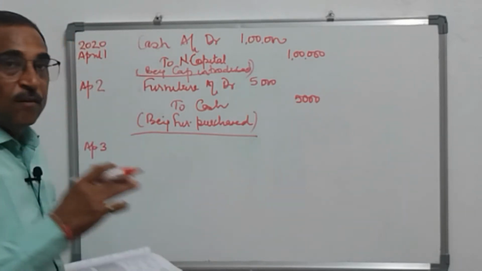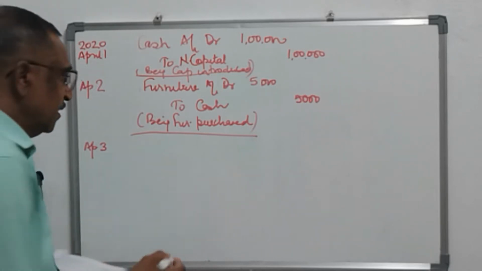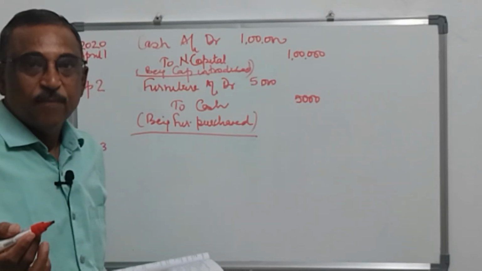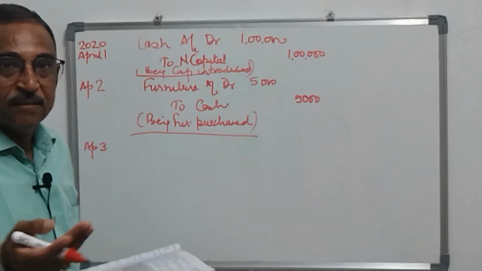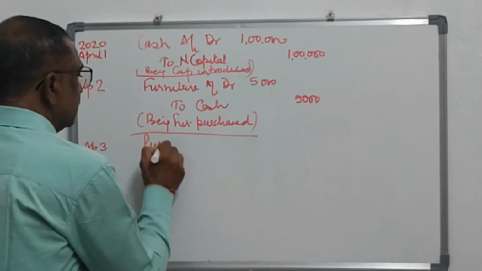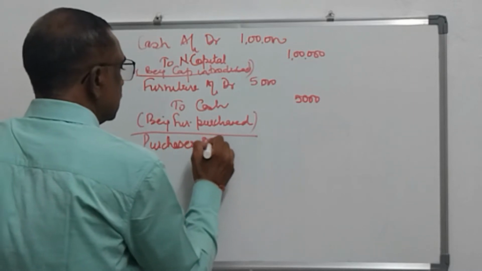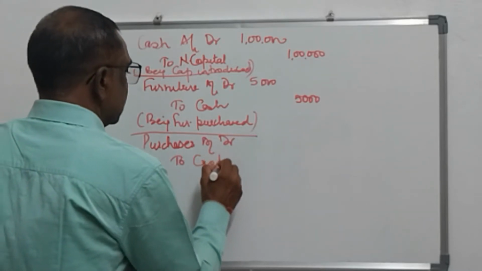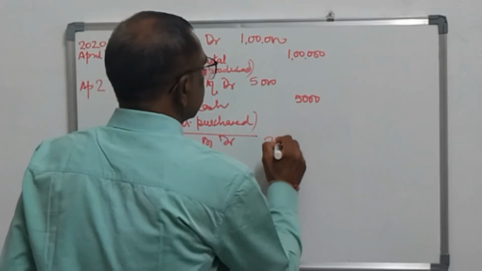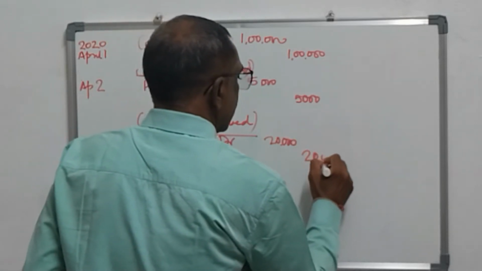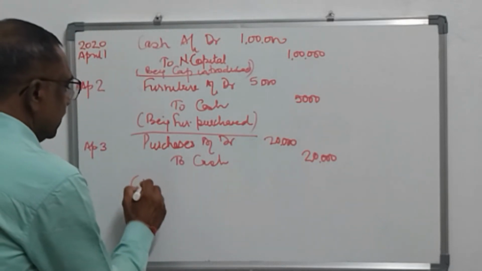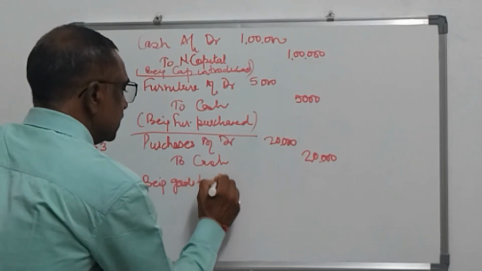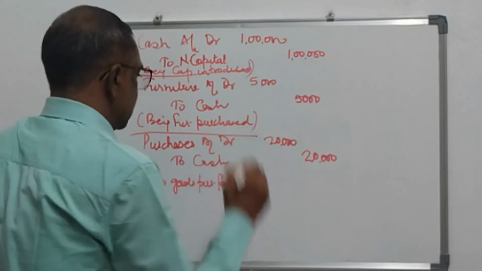Clear? So, you have purchased goods. Sorry, purchases is your expenditure because you are spending something. Okay? So, purchases account debit to cash, because it is a cash purchase for 20,000. Narration: being goods purchased for cash.